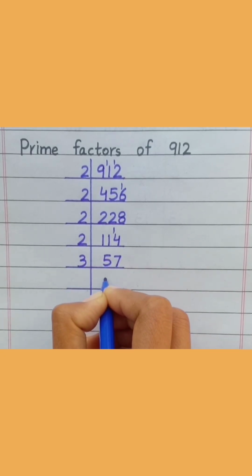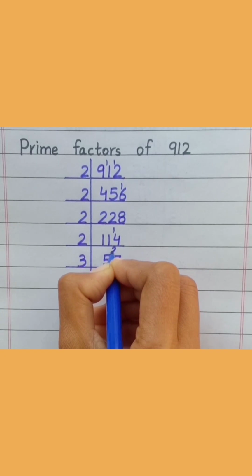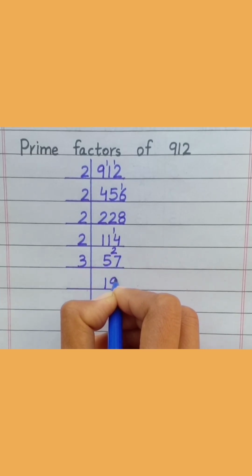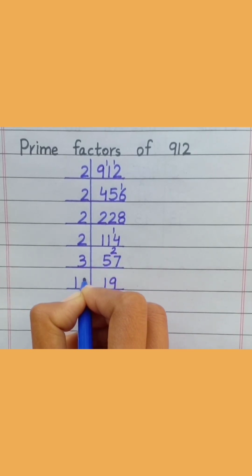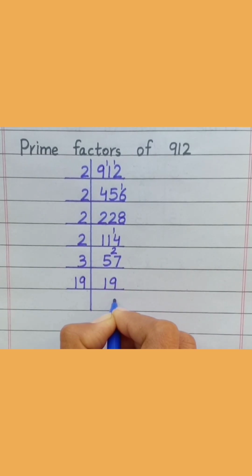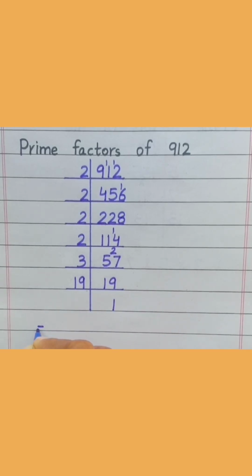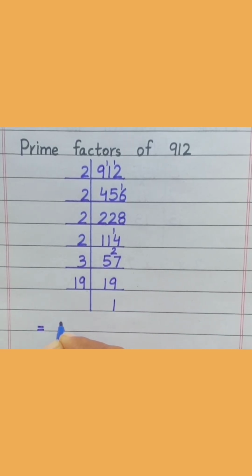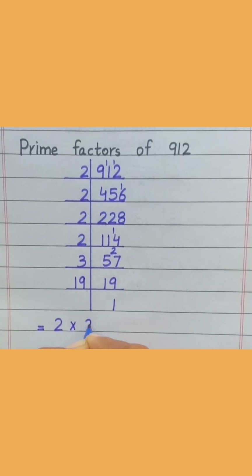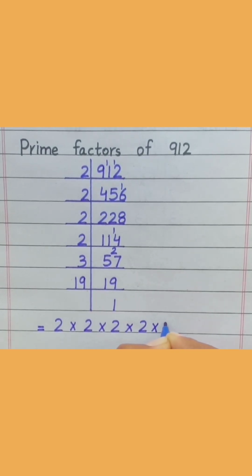3 ones are 3, 3 nines are 27, 19 ones are 19. Equal 2 multiply 2 multiply 2 multiply 2 multiply 3 multiply 19.